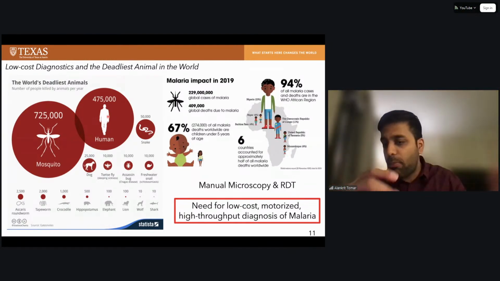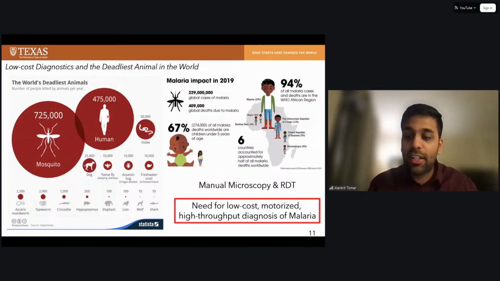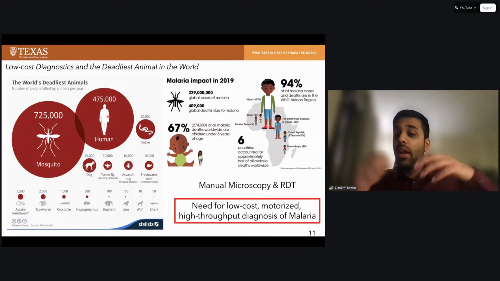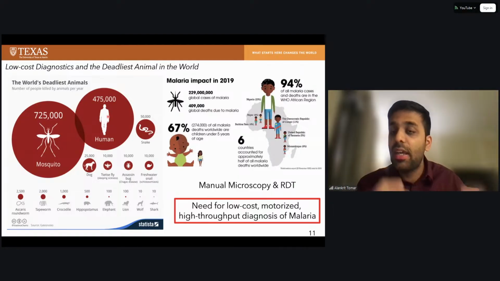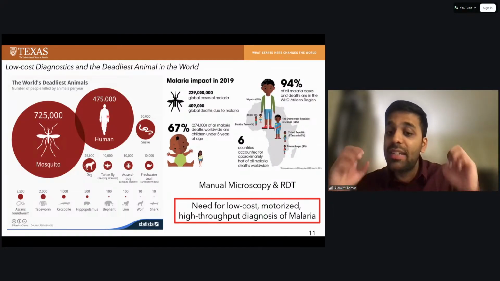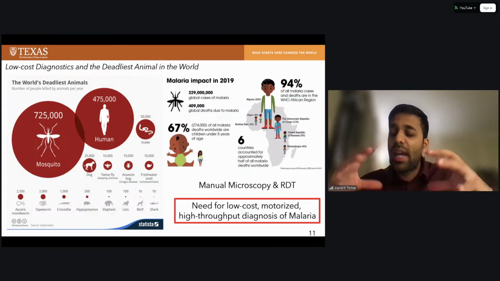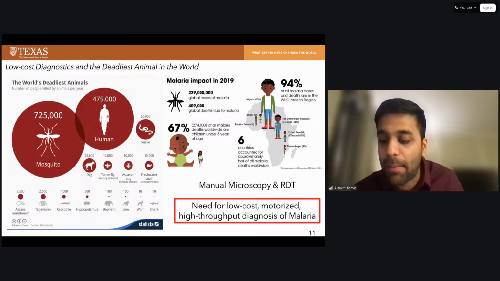And I'm sure all of these terms are self-explanatory, where you want a low cost device, a device which is efficient, motorized, and high throughput. It gives you analysis of a large number of blood samples.